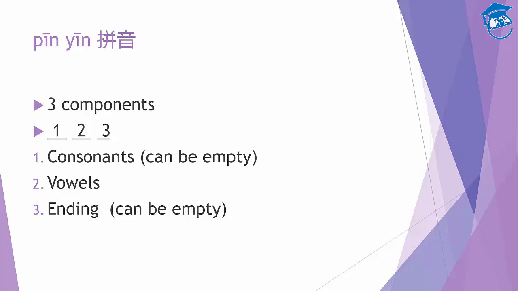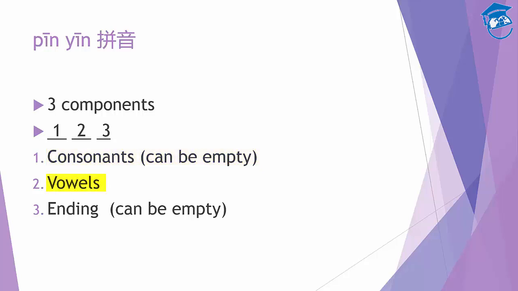Pinyin has 3 components. I'll note down the 3 components here. The first one is where you put in consonants. It can be just one consonant or a group of consonants, depending on which sound you are referring to. And the place in number 1 can be empty.